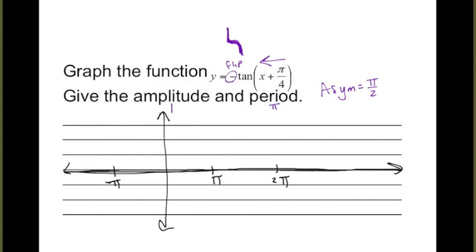Before plotting any of our features of our graph, our asymptotes or our points, we need to take care of the shifting. So we need to shift this thing back 1/4 of pi. So I need to take my pi's and divide them into 4 equal pieces. Then I'm going to go back 1 of those to the left. And that creates what's kind of like our pretend y-axis. That's going to be the center of our graph.